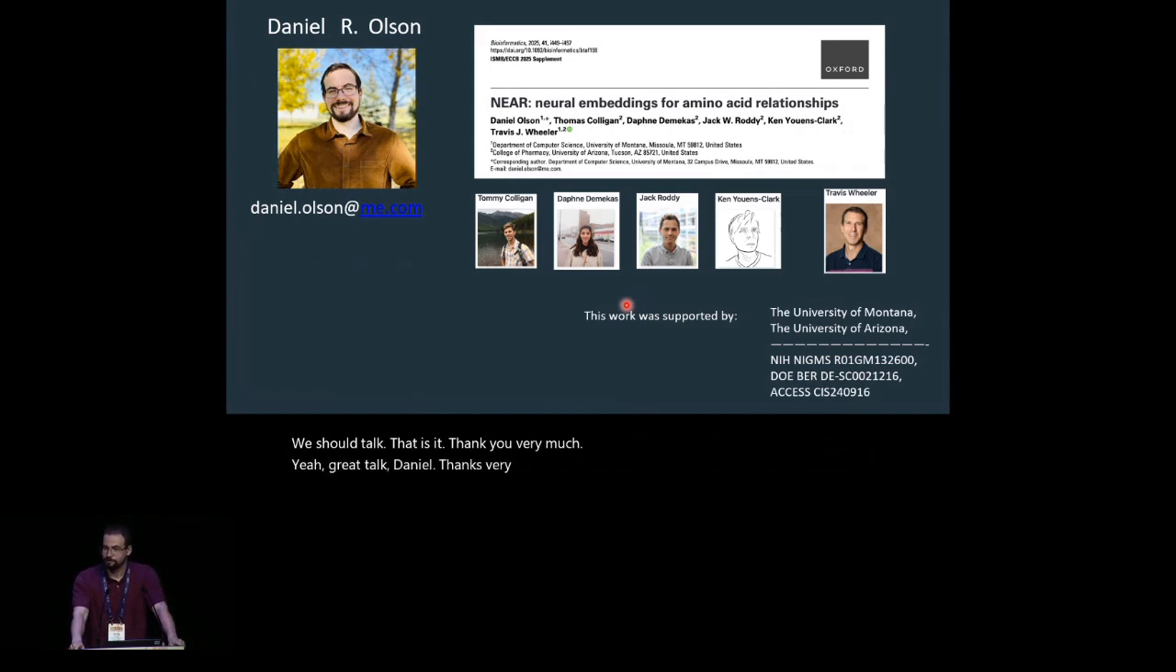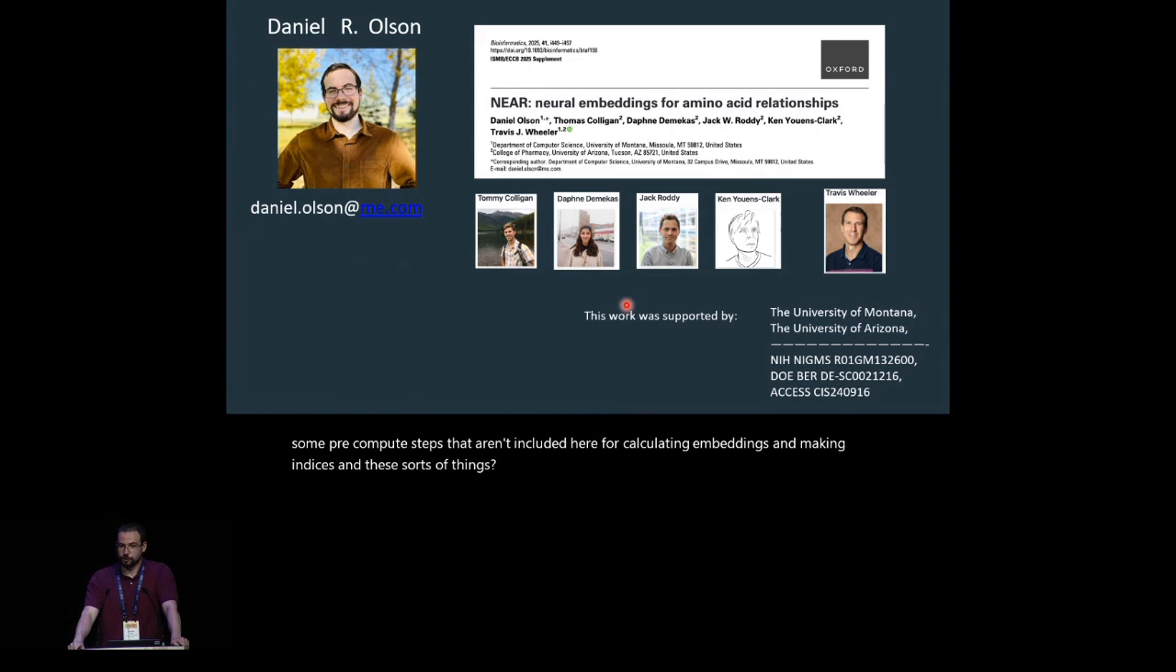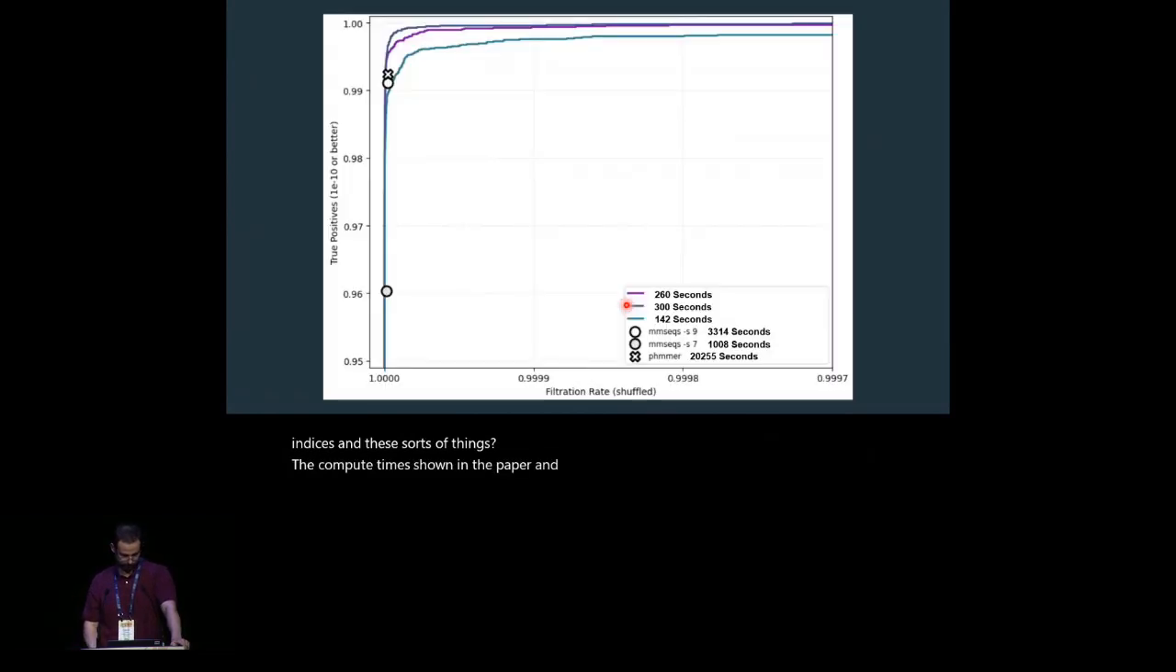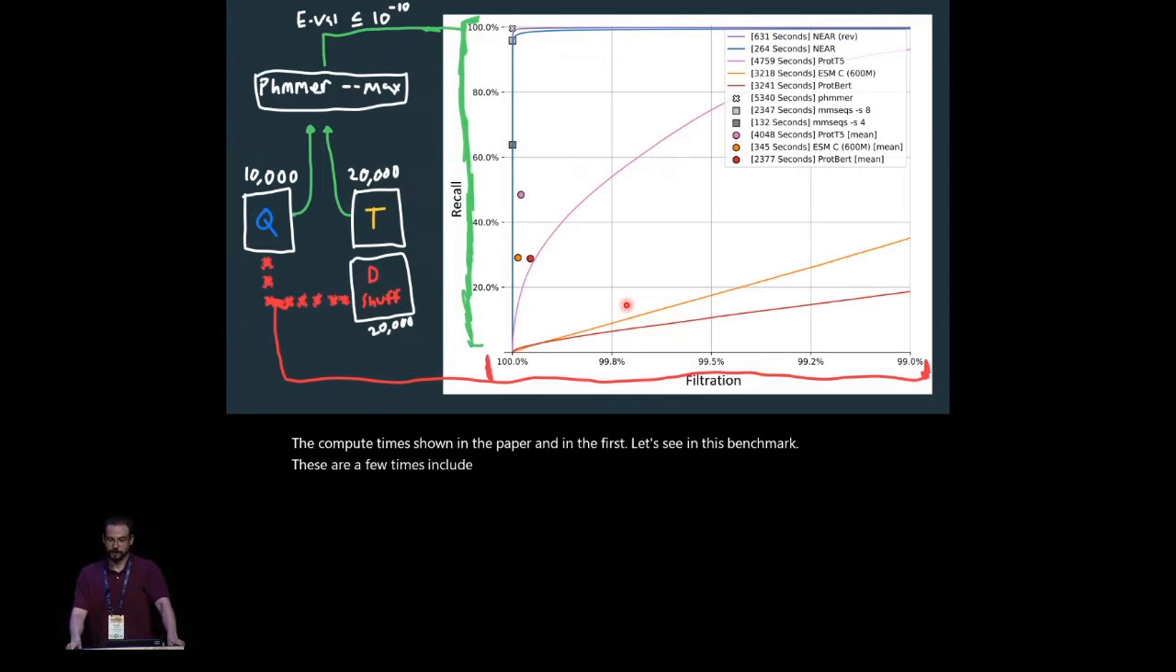The speed is really impressive, but I wonder, are there some pre-compute steps that aren't included here for calculating embeddings and making indices and these sorts of things? The compute times shown in the paper and in this benchmark include everything, indexing and embedding times.